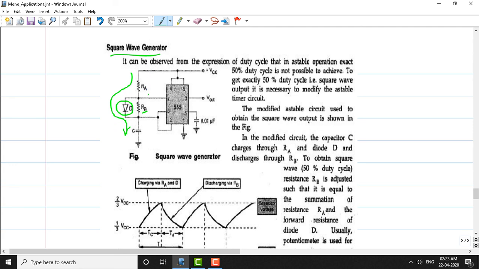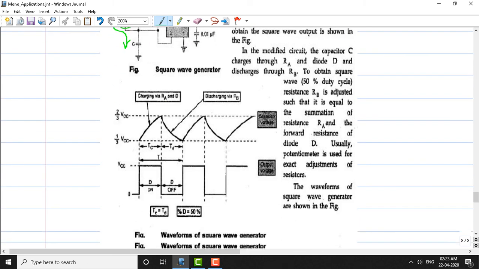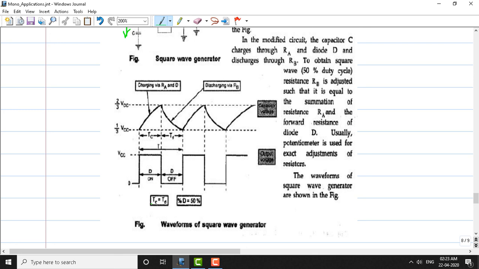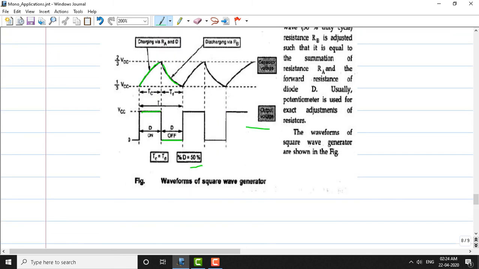If we choose identical values of RA and RB, definitely we can generate a square waveform from this schematic circuit. The waveforms are as shown here. Tc will become equal to Td and the duty cycle is going to be 50%. When the capacitor is charging, we have an on pulse. When the capacitor is discharging, we have an off pulse. Since RA and RB are the same, this generates identical on time and off time. So this is a square waveform which can be observed at pin number 3.